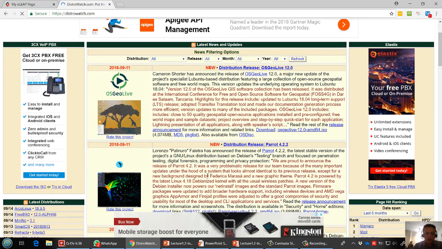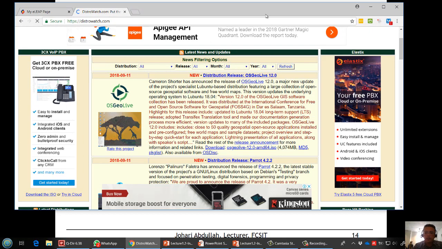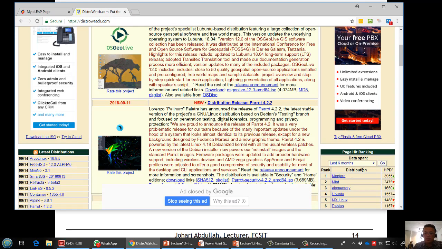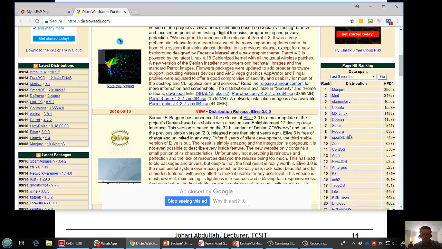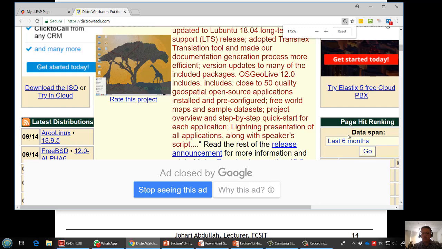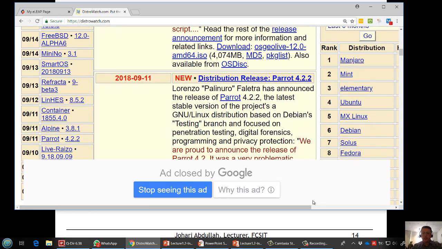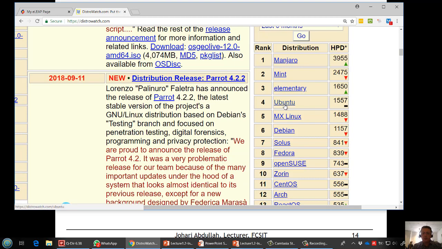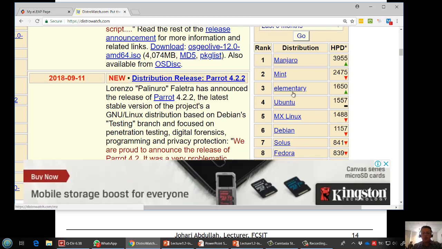What you can see on the right hand side of here is the list of the top ranking distribution. Manjaro is the first one, Mint, Elementary, followed by Ubuntu on the fourth place. Of course, this changes from time to time. Every week I think they will update that.